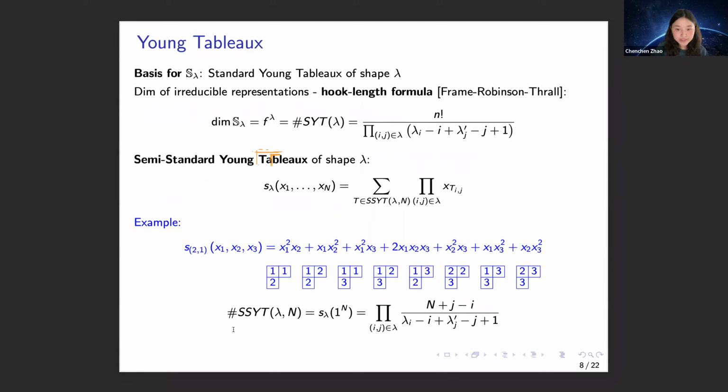And for the semi-standard Young tableaux, we have a similar formula. Again, the denominator is the product of hook lengths, and on the top we have n plus j minus i. This can be obtained by evaluating the Schur function at ones. Each of these semi-standard Young tableaux will contribute 1 to this Schur function, and adding them up will count the number of semi-standard Young tableaux of shape lambda.